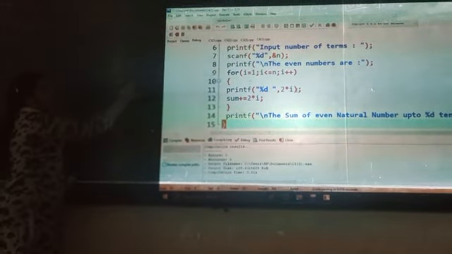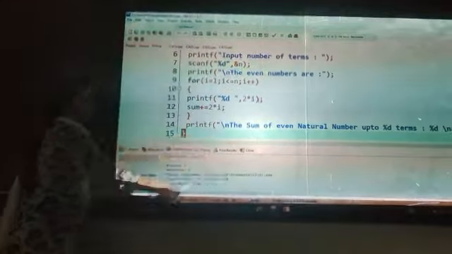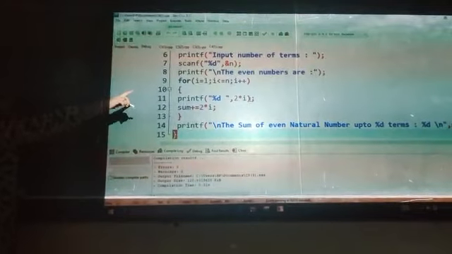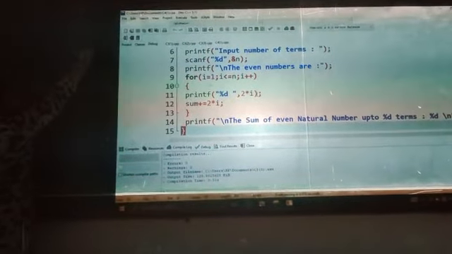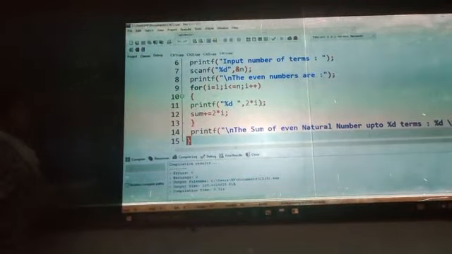Okay, now i increments. What happens? i becomes 2. 2 is less than 3, I am giving n equal to 3 terms. 2 is less than 3, yes. So this condition is true.